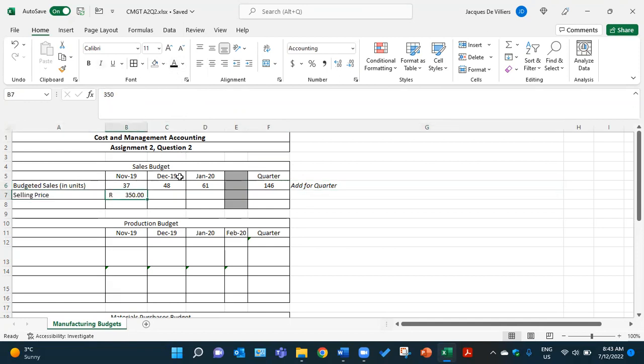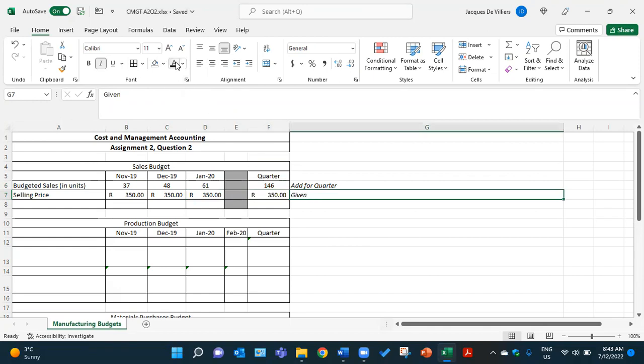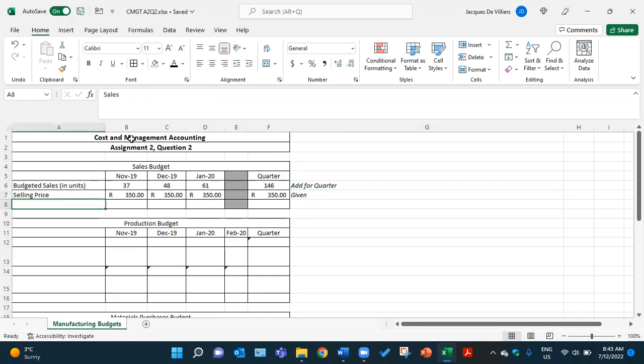The selling price is 350. We didn't say that we plan to increase it or do a sale at some point, so the selling price is consistent at 350. And of course, all of that was given to you. The only thing we need to do to calculate our sales for the sales budget is to multiply the number of units with the selling price. That's what we do.